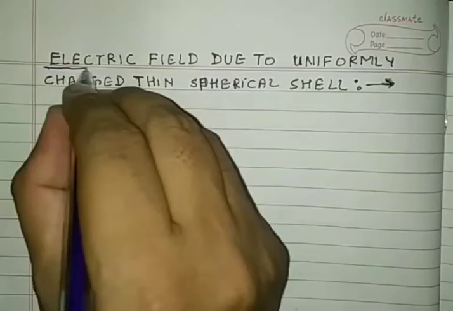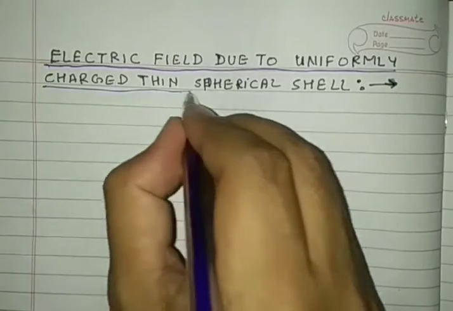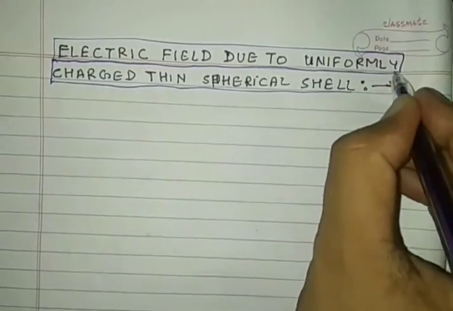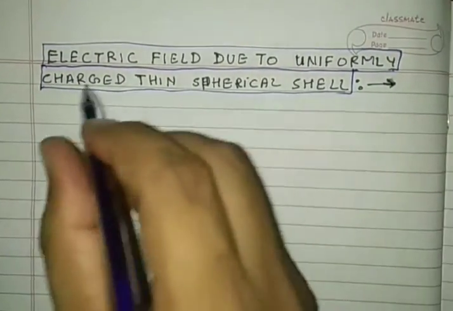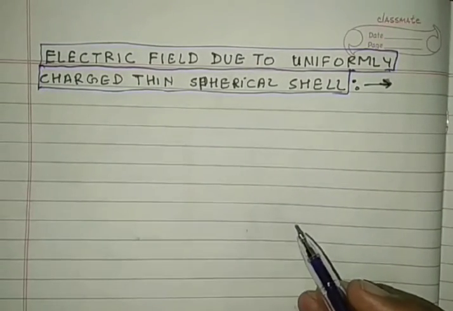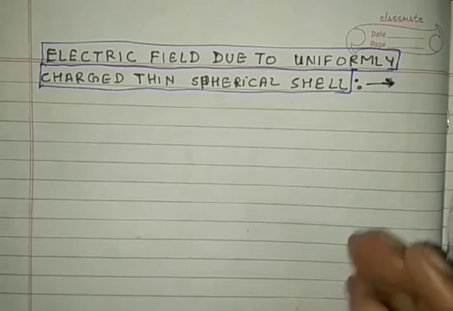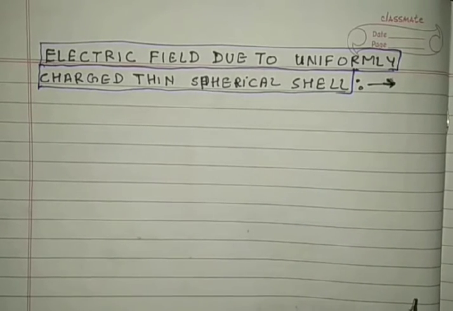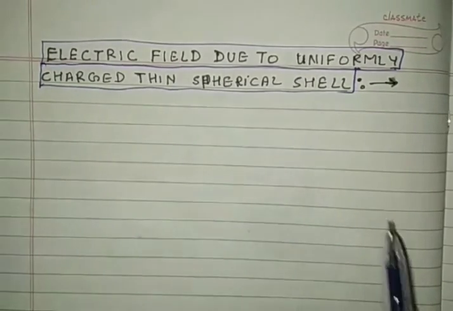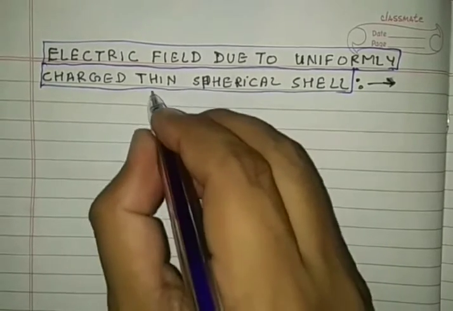Field due to uniformly charged spherical cell. Here in this topic, there is a spherical cell having charge. This is very small in thickness and the charge is uniformly distributed on the surface of the cell. And we are going to see the formula for the electric field at any point inside, outside and at the surface of the cell.